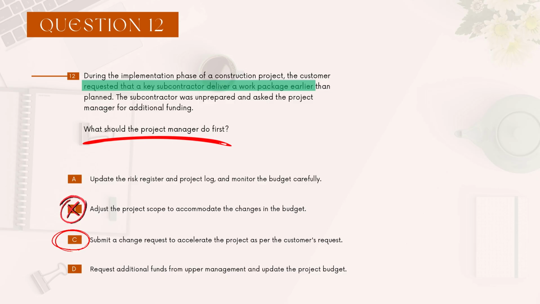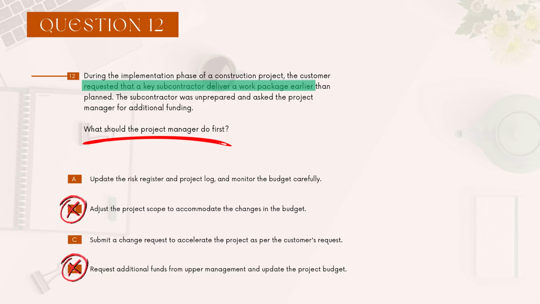C: Submit a change request to accelerate the project as per the customer's request. D: Request additional funds from upper management up to the project budget. Okay, so D is going to be eliminated. Again, we don't want to request additional funds right away. And why from upper management? What are they going to do? I would say go to the project sponsor. This is the only time where if you need more money and you don't have money, that's when you go to the project sponsor. So we are left with A and C.